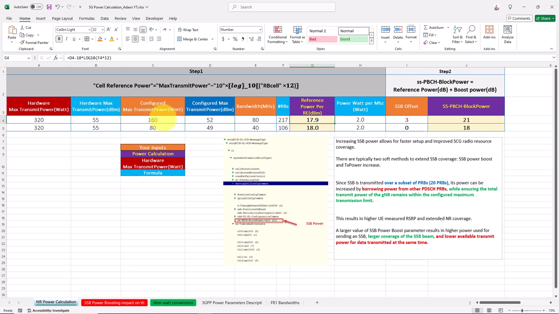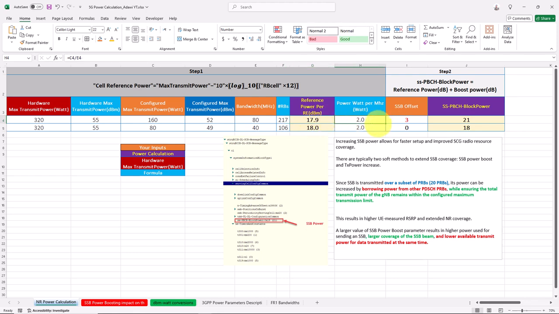The same maximum transmit power, which, if you click here, is the one you already configured as 52. I converted from 160 watt to 52. And this one will be minus 10 log 10, which is the total number of resource blocks multiplied by the number of subcarriers. So you would end up with this one. But again, your main configuration would be this one, even in watt or even in dBm.